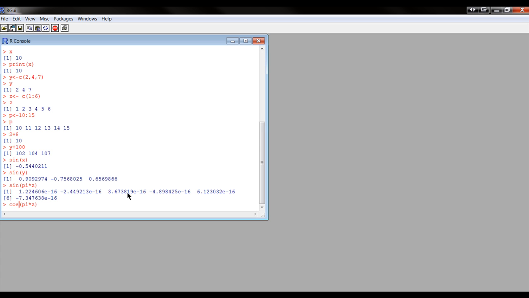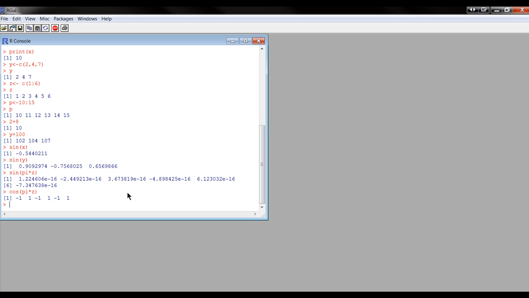Anyway, here we should get close to 1. In fact, we get 1, or 1 and minus 1 rather, right? And that's correct. Okay, so that's just a few simple things about R.